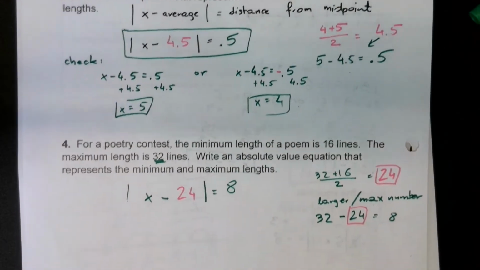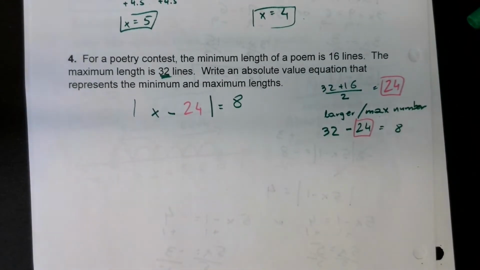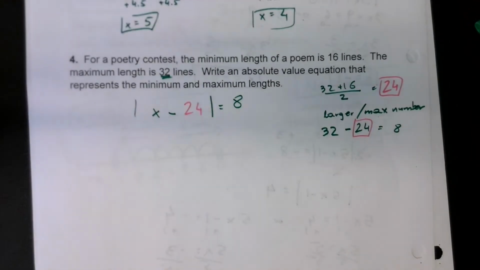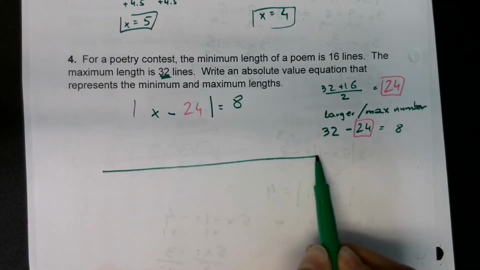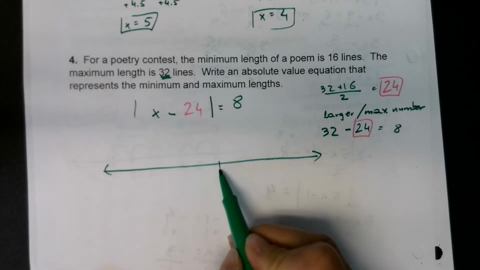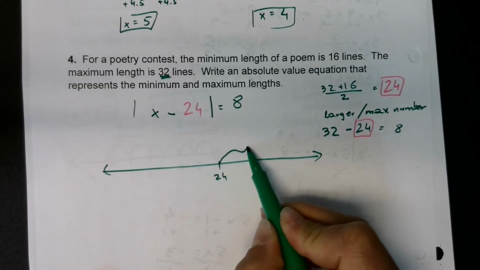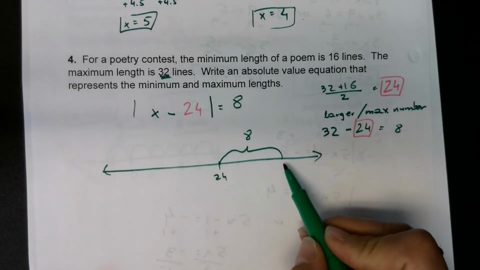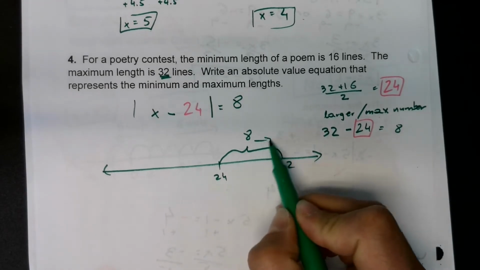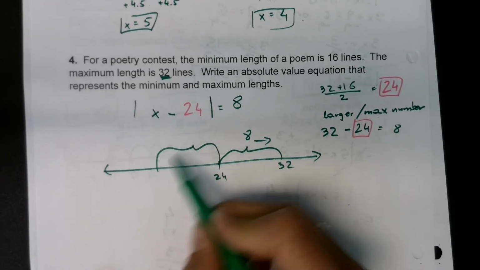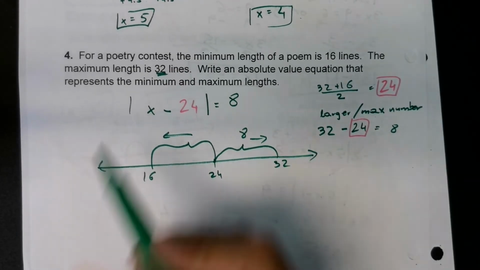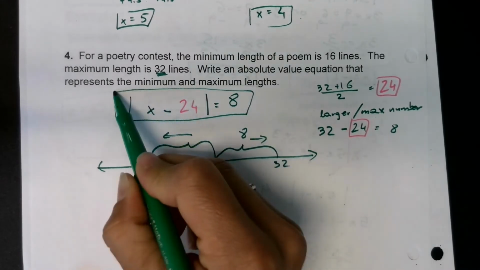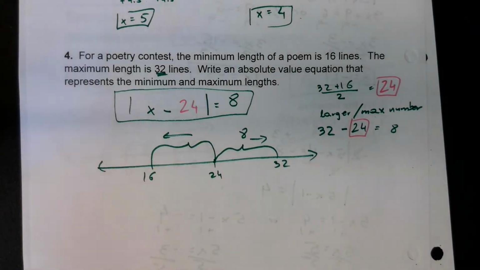What did you guys get? Did you get the same equation? Yes? Awesome. So if we don't have to solve it, but if you were to draw it on a number line, your solution, 24. So if you go 8 units to the right, what do you get? 32, right? And if you go the 8 units to the left, you will get your 16. So perfect. This is our solution. Good job. Easy? I hope it is.